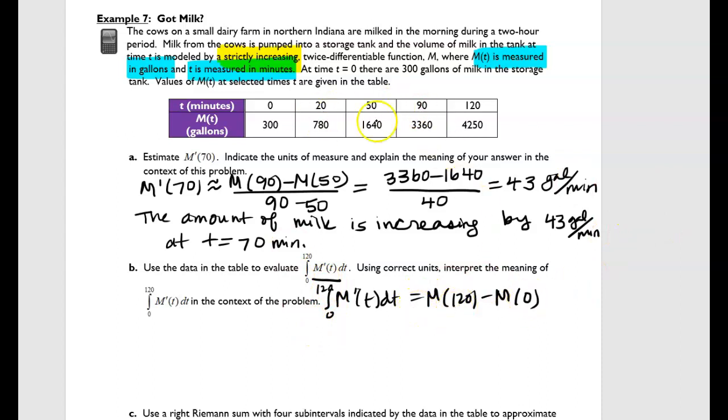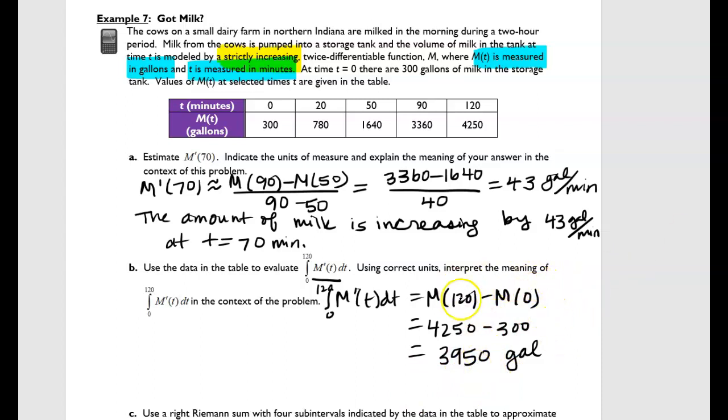I have those values up in my table. 4,250 minus 300. That gives me 3,950. My units here are gallons because I'm doing m minus m, and the m was measured in gallons.